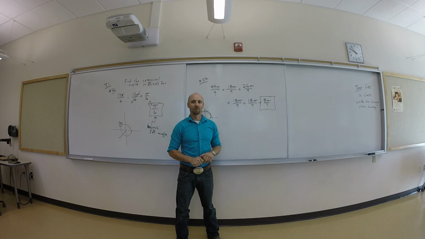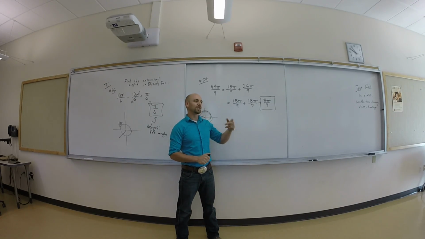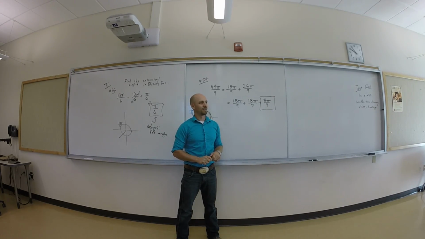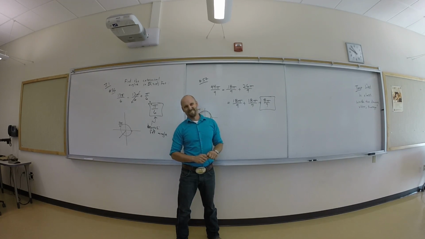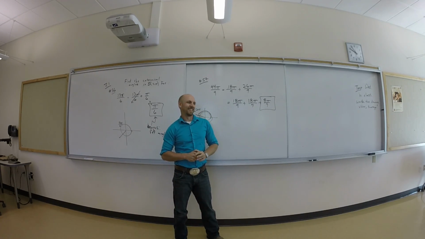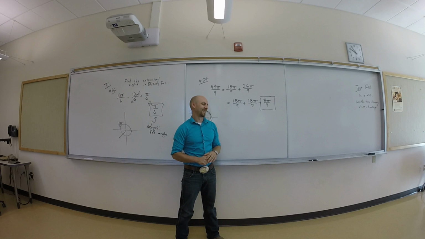Cool. Questions, concerns? What's the reference angle for this? Sure. On the test, if we put equals 8 pi over 9, are we going to get it wrong? Do we need to have the whole 18 pi over 9 plus 18 pi over 9 plus 8 pi over 9 and just box the 8 pi over 9? Yeah.